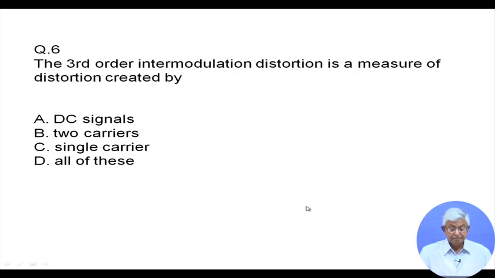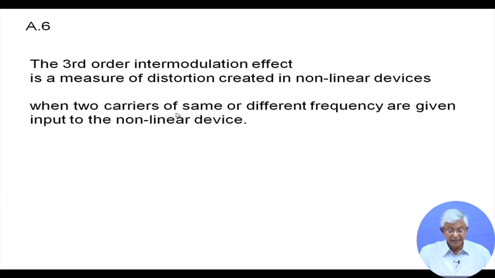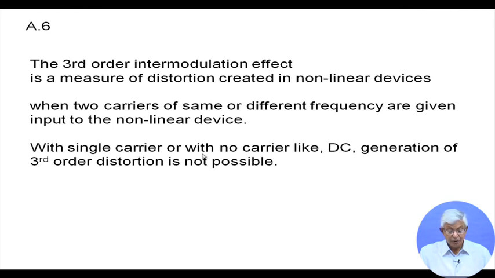Okay. Next, the third order intermodulation distortion is a measure of distortion created by DC signals, 2 carriers, single carrier, or all of these. Let us see. The third order intermodulation effect is a measure of distortion created in nonlinear devices when 2 carriers of the same or different frequency are given as input to the nonlinear device. With a single carrier or with no carrier, like DC, generation of third order distortion is not possible. So, the appropriate option is B.